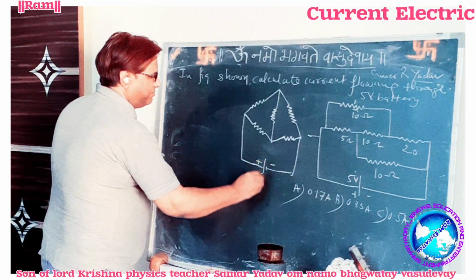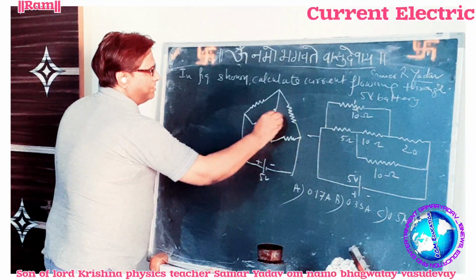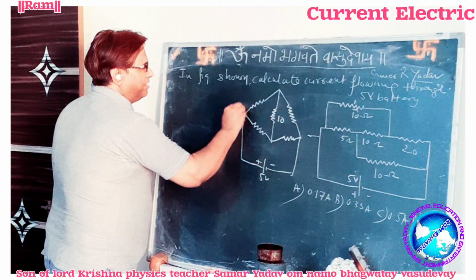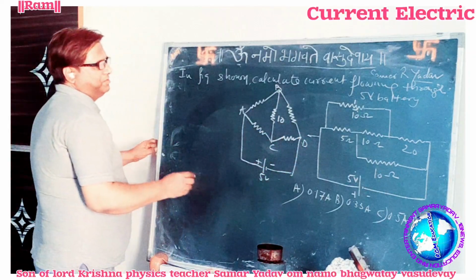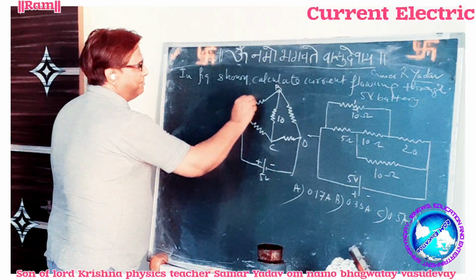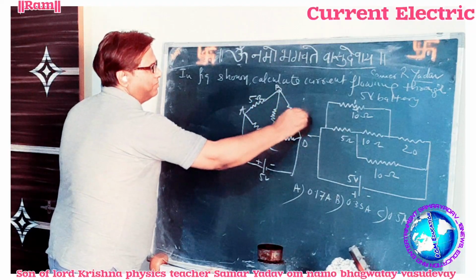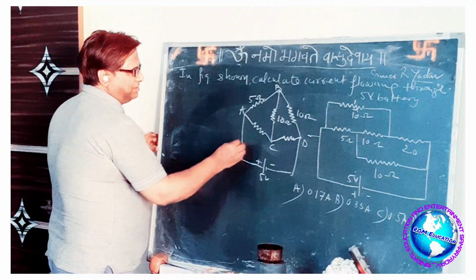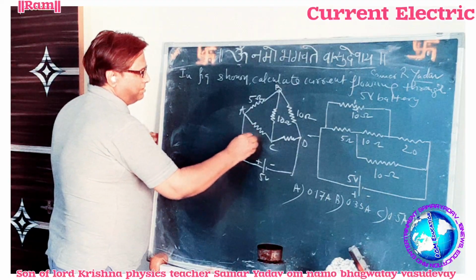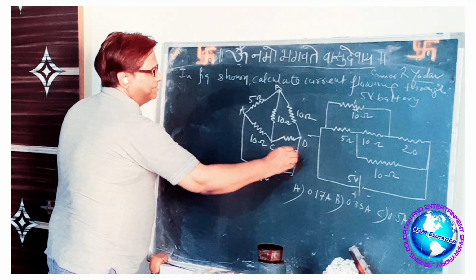Negative, positive 5 volt. Now here we can label the points as A, B, C, D. Now this will be 5 and this 2, and this is 10 ohm, this is 10 ohm according to this. And here it is 10 ohm and here it is 20.